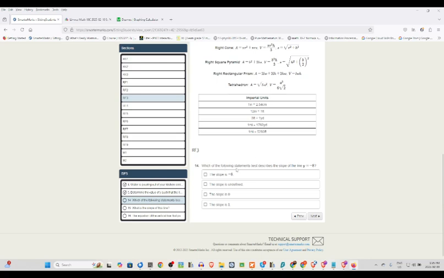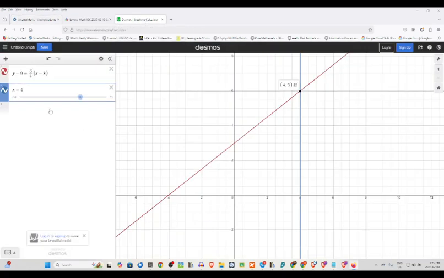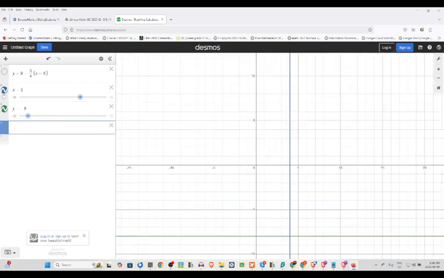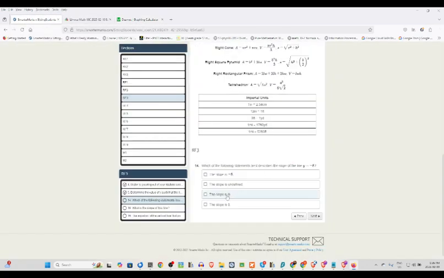So, which of the following statements best describes the slope of the line y equals negative 8? That we can graph. Notice it's not negative 8x, it's just y equals negative 8. That's our green line. It's horizontal. If x doesn't appear, it has the same value at every point. That makes the slope 0.